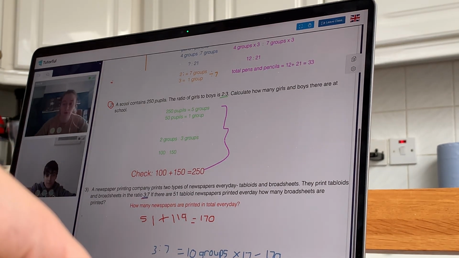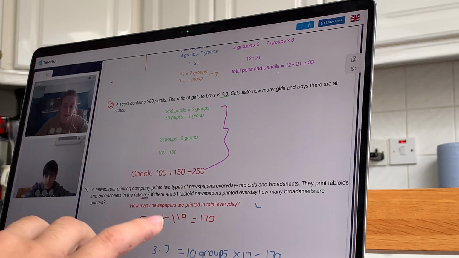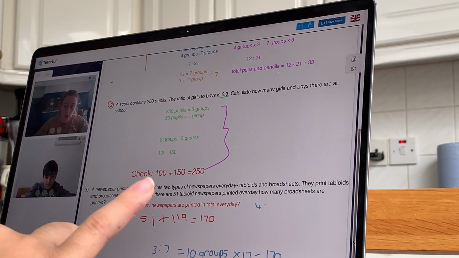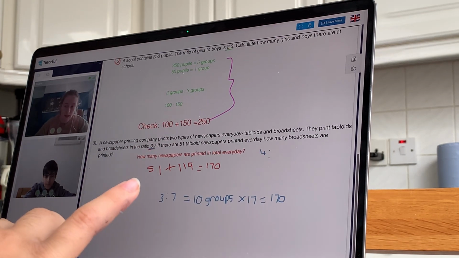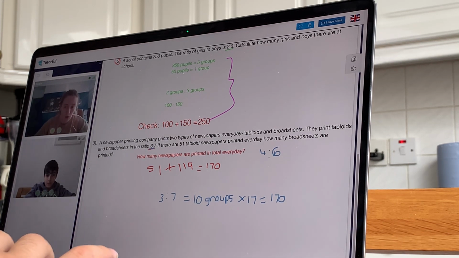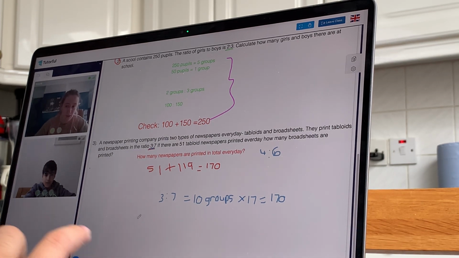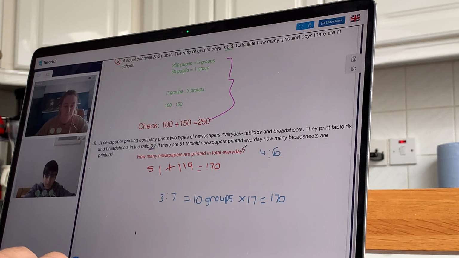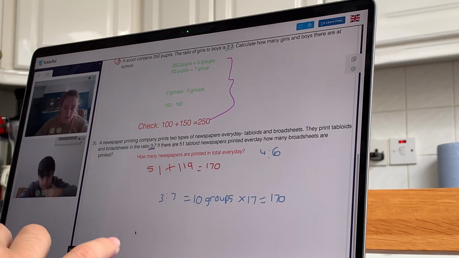if we had a ratio 4 to 6, we would find out how many is in the 4, how many is in the 6, and then add them together. Or find out how many one group is, and then times that by 4 plus 6. Okay. So I'll just do that.